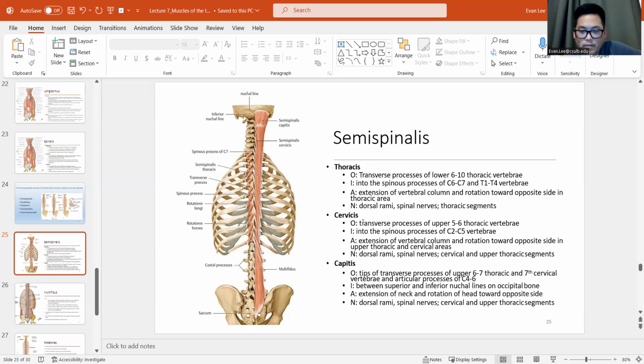So once again, the actions are very similar, extending the vertebral column and rotating the vertebral column a little bit. Same thing down here, except for its respective regions. And then for the capitis, once again, not just the vertebral column, but it can also help with extending and then rotating the head too.